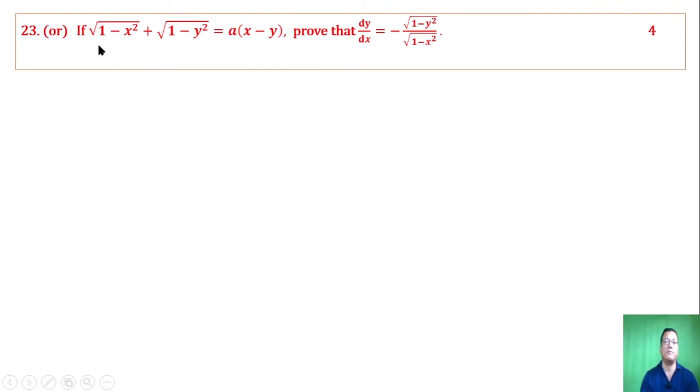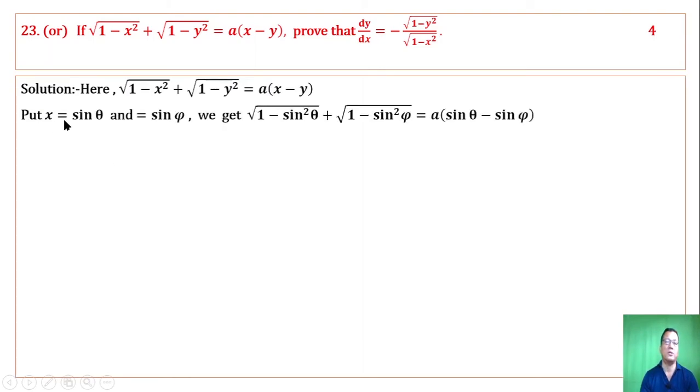Question number 23. If square root of 1 minus x square plus square root of 1 minus y square equal to a times x minus y, prove that dy by dx is equal to minus square root of 1 minus y square divided by square root of 1 minus x square. If we see 1 minus x square, we have to put x equal to sine of something. And here is also 1 minus y square, so we have to put y equal to sine or cos of another angle. Put x equal to sine theta and y equal to sine of phi.